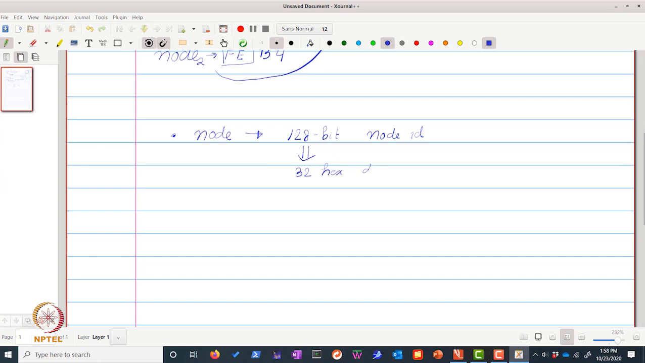And what is the relationship between a binary bit and a hex digit? Well, if you don't know, then you should not be taking this course. First, recapitulate Boolean algebra and then come back.